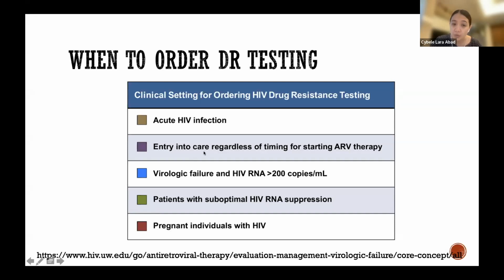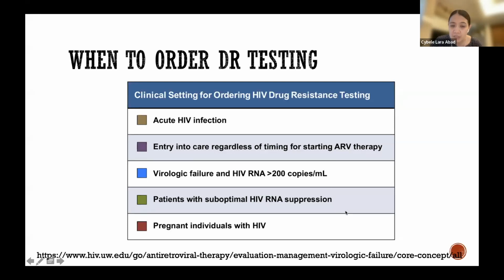But I know we don't do this in the Philippines because genotype testing is not available to everybody. And it is a little bit expensive, no? And our patients have to pay out of pocket for this particular test.